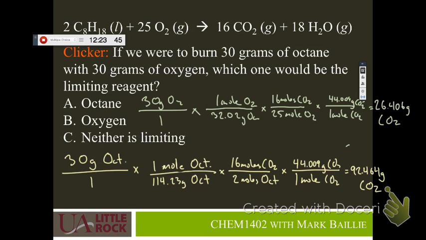And so I want you thinking about what these numbers mean. If we used up all the oxygen and we had an unlimited amount of octane, we'd run out by the time we made 26 grams of CO2. If we had an unlimited amount of oxygen and we only ran out of octane first, we would be able to make 92 grams. And so looking at these 2, the one that we're going to run out of first, which stops making product before we get through the reaction, is going to be oxygen in this case.